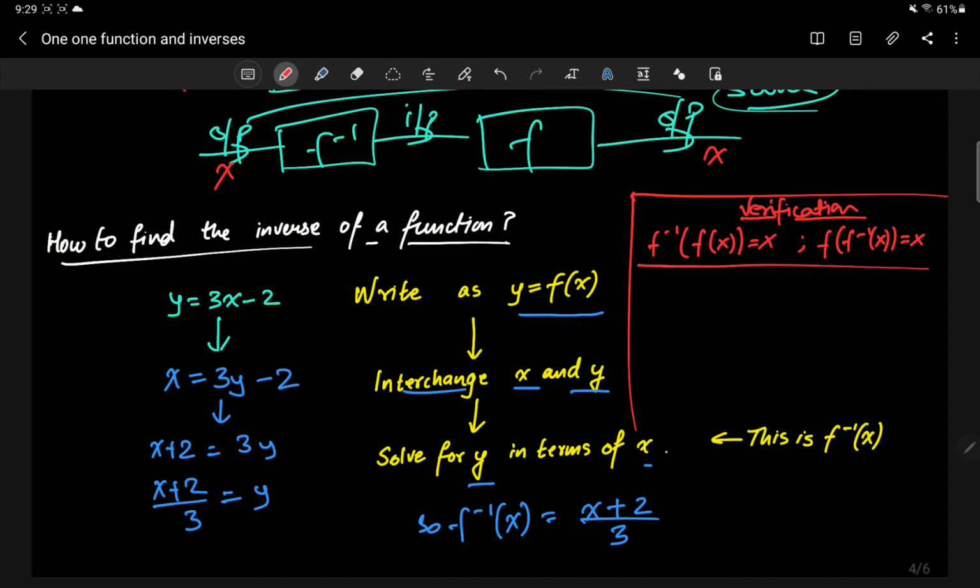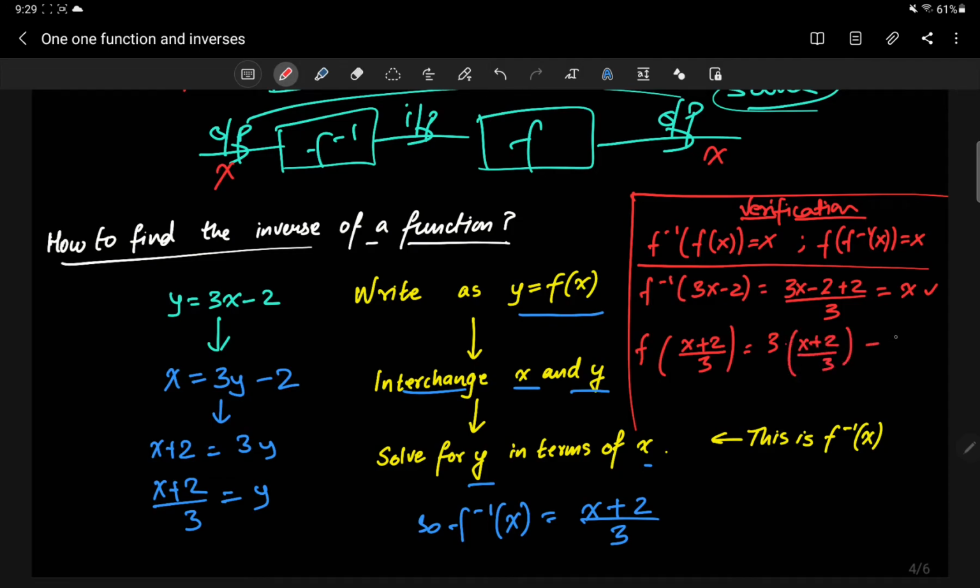So for example, in this case, f inverse of 3x minus 2 would be (3x minus 2 plus 2) over 3, which is x, and that works out. And f of f inverse of x is f of (x plus 2) over 3, which becomes 3 times (x plus 2) over 3 minus 2, which is x. Which means this makes sense. So it is a verified expression for f inverse of x.